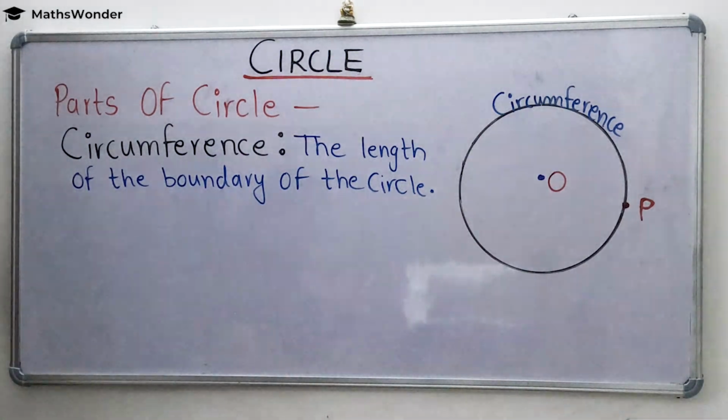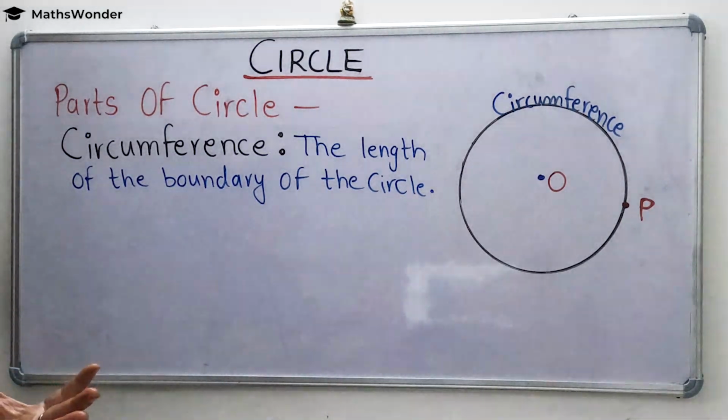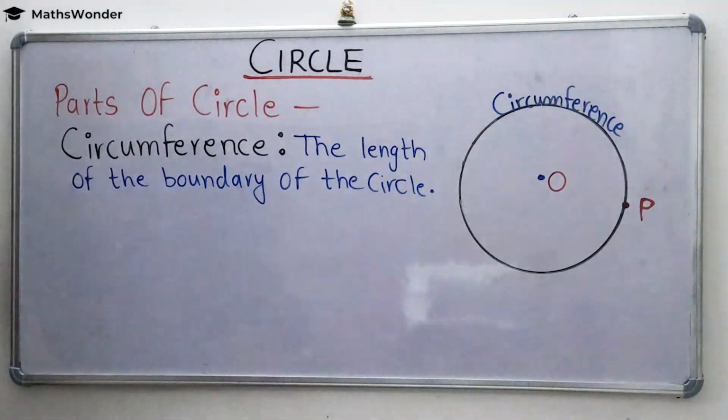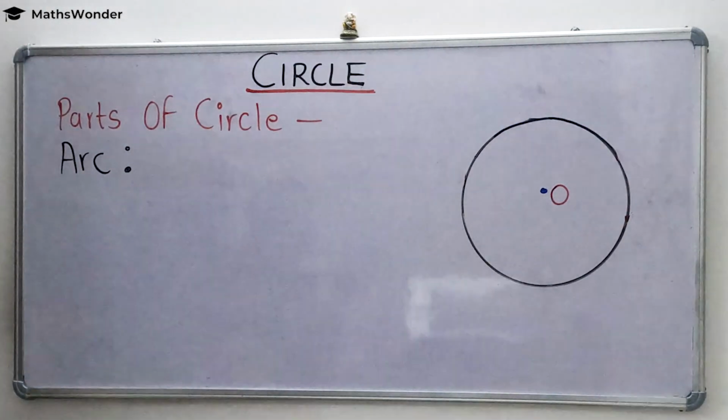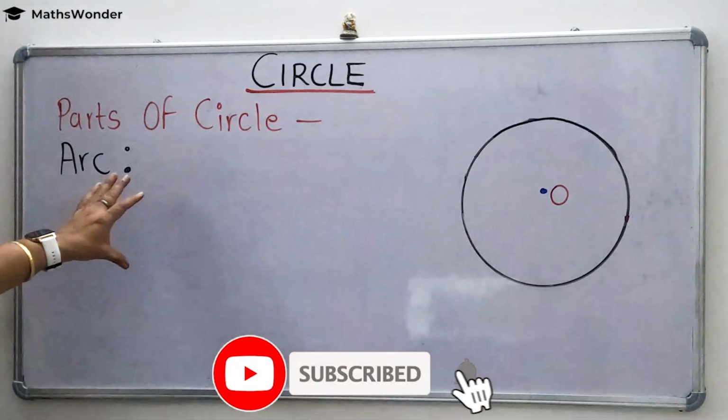I will explain in the area and perimeter topic how to find the circumference of the circle. There is a formula and everything, but we will learn that in a different topic.